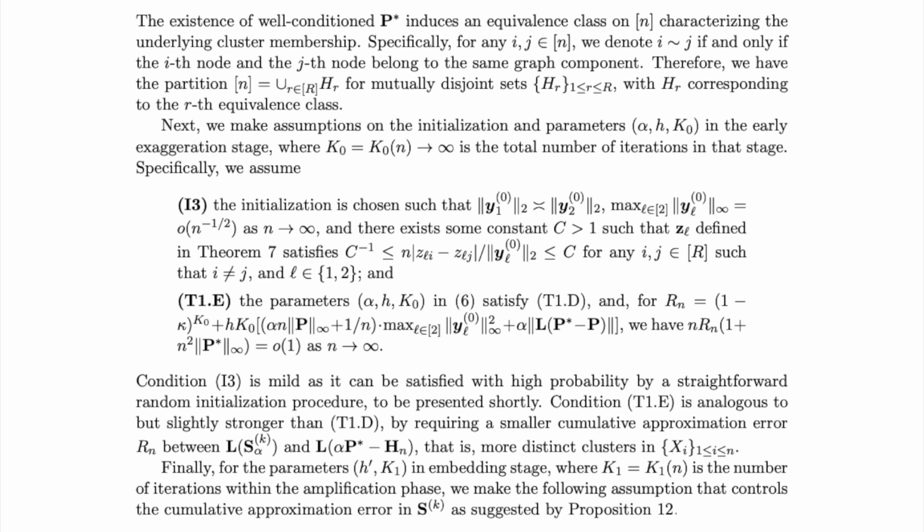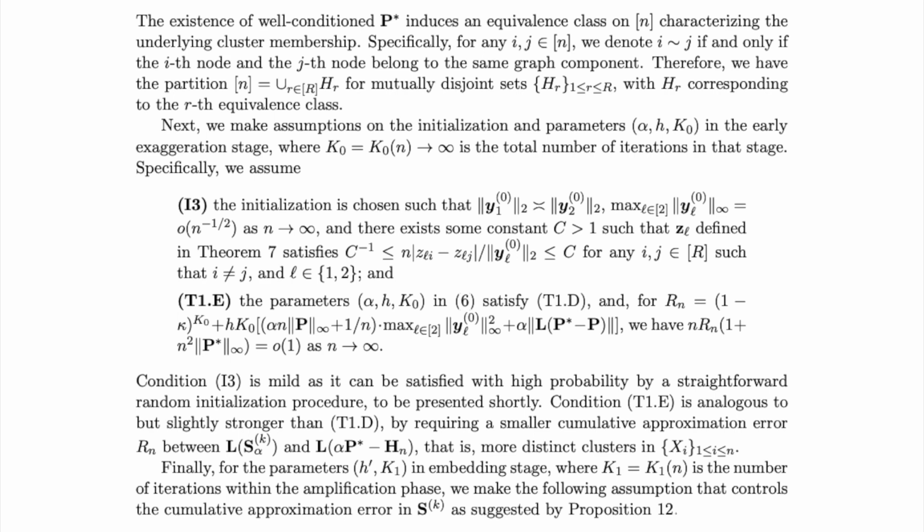Next, we make assumptions on the initialization and parameters of h in the early exaggeration stage, where k0 is the total number of iterations in that stage. Specifically, we assume I3, the initialization is chosen such that the maximum over i of the norm of y_i^0 is of order n to the minus one half, and there exists some constant c-bar 1 such that, as I defined in Theorem 7, c^{-1} is less than or equal to n times the norm of z_i minus z_j at y^0, which is less than or equal to c, for any i, j in H_r such that i is not equal to j.